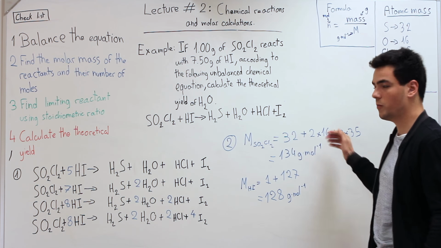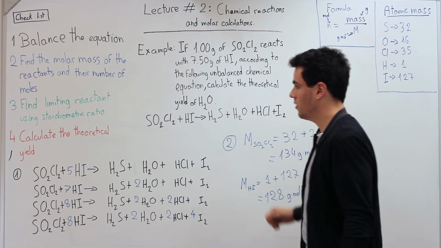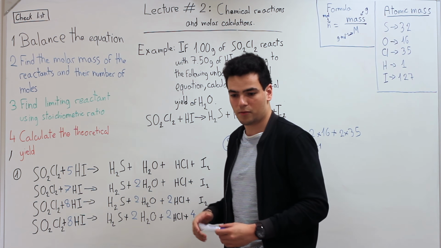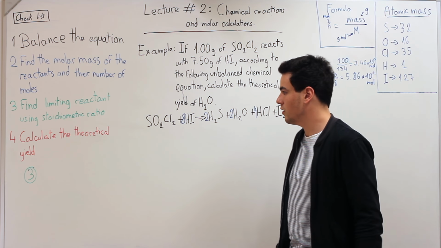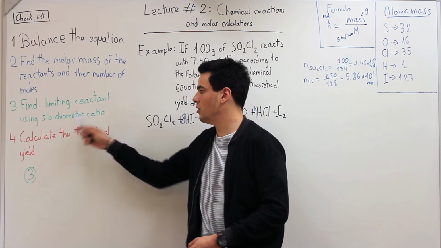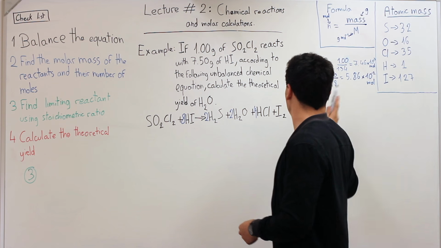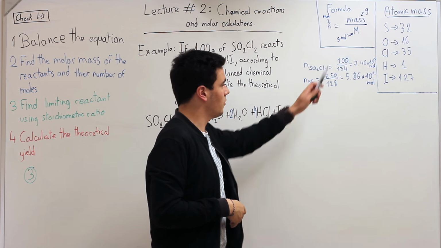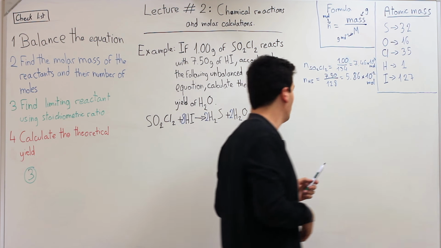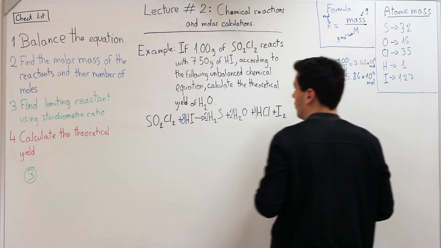Now, as we have no more space on the board, we're going to erase this and then go through the third step. Okay, so now we're going to go through the third and fourth part, as we've just done the second part, and obtained these amounts of moles for both molecules, which are SO2Cl2 and HI.